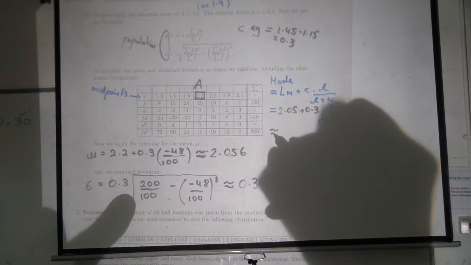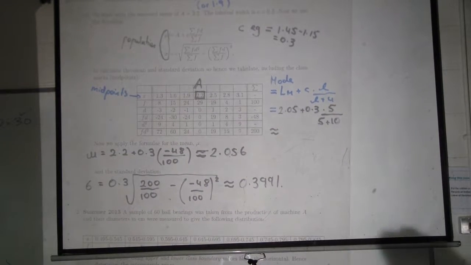Is that 5 over 5 plus 10 multiplied by 0.3? Yes. 0.3 on the top then? No. Same thing. 0.3 is separate though? Yeah, same thing.